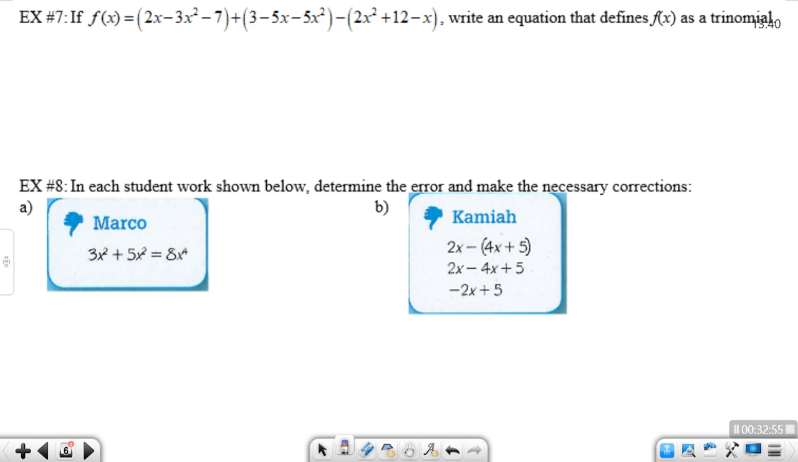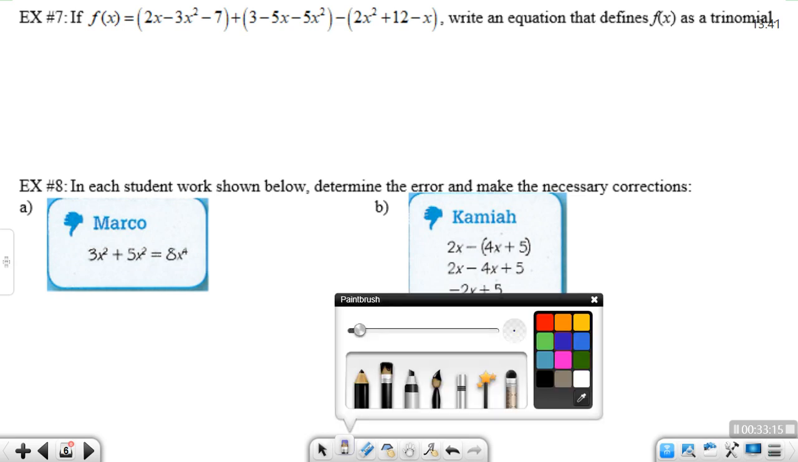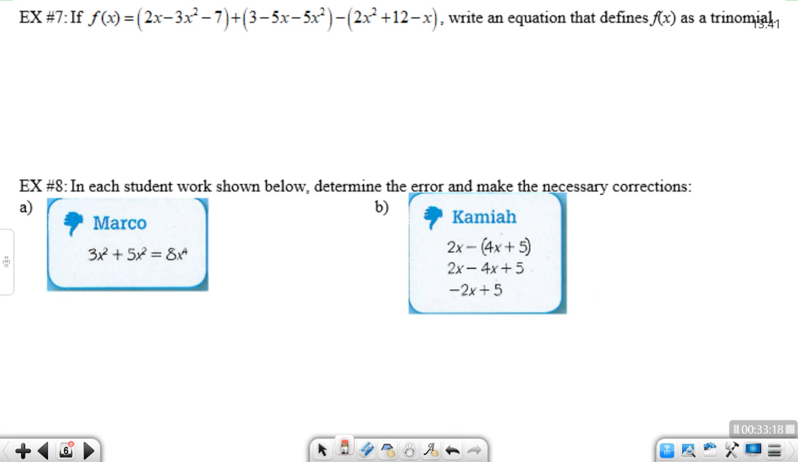So, example number 7. If f of x equals 2x minus 3x squared minus 7 plus 3 minus 5x squared minus 2x squared plus 12 minus x, write an equation that defines f of x as a trinomial. Okay, so that can seem daunting, but actually, guys, all they want us to do is to somehow make f of x so that it is simply a trinomial, meaning that there's only 3 terms. So right now we actually have 3 trinomials that are making up f of x right now. So we need to get this down to a single trinomial.